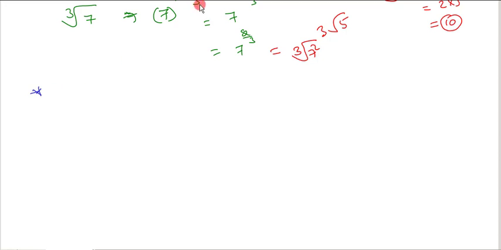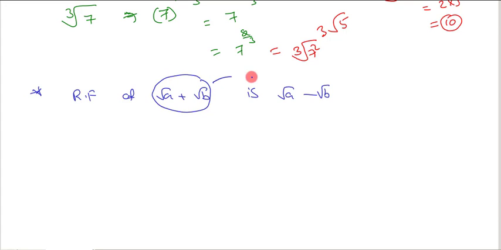Now let us discuss one more important concept regarding rationalizing factors. The rationalizing factor of root a plus root b is root a minus root b. That means for root a plus root b, root a minus root b is a rationalizing factor. For root a minus root b, root a plus root b is a rationalizing factor.